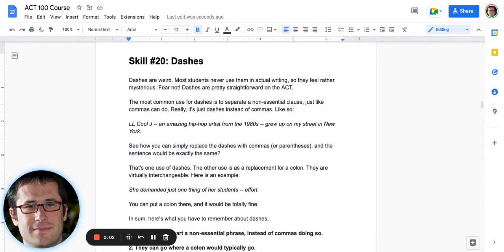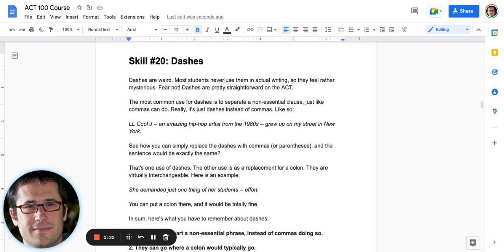Skill 20 is dashes, and these are related to colons, but a little different. Many students start their ACT prep having no idea what a dash is or how to use it. Do not fear, they're not bad. You probably don't use them very often when you write, but maybe now you will, and that's great.